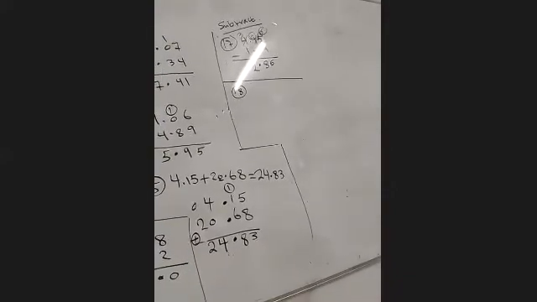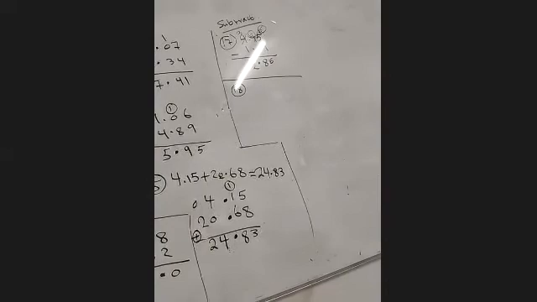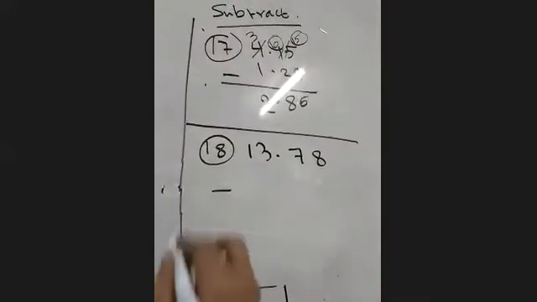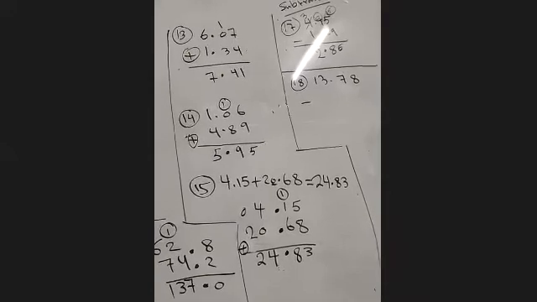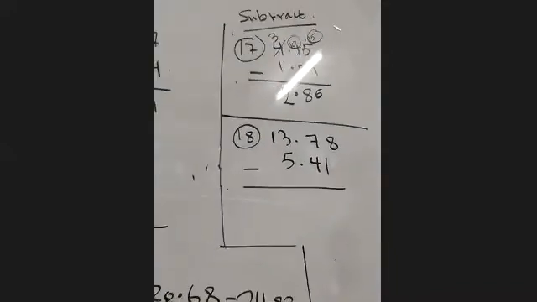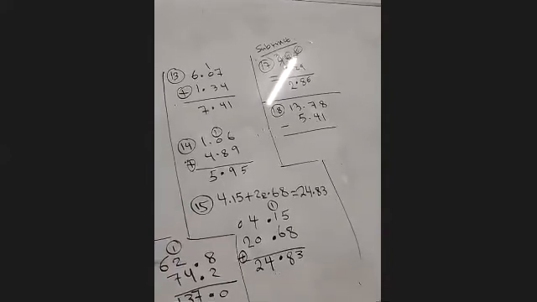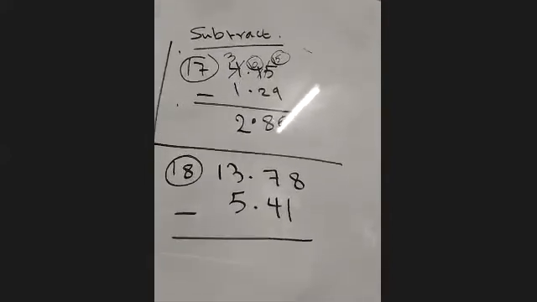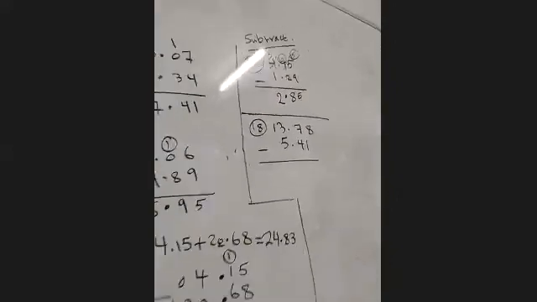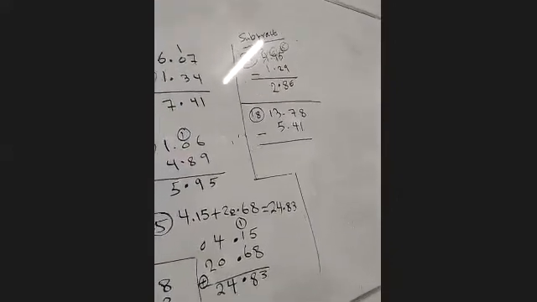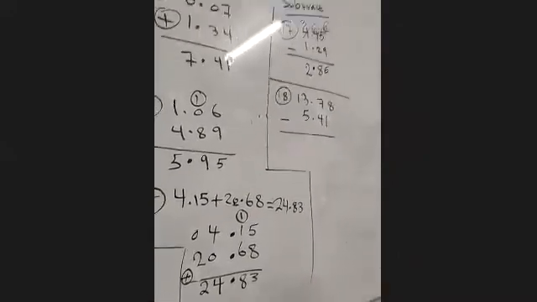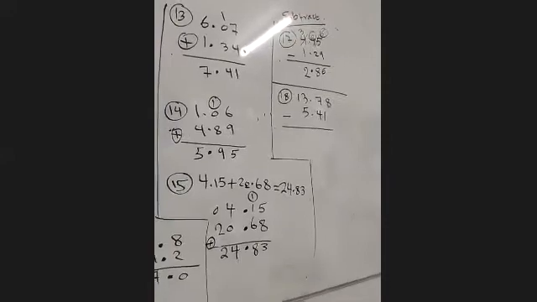Question 18, guys. He says we have to check. 13.78 minus 5.41. Mister, in the question he needs us to check the answer. If you want to check, you need to add these two numbers. The answer will be the upper number, but it's okay. Question 18. Do question 17, guys, and 15, don't forget it. I'll give you time.